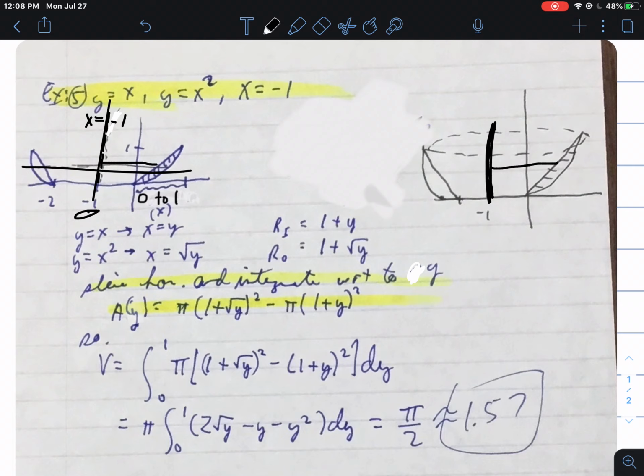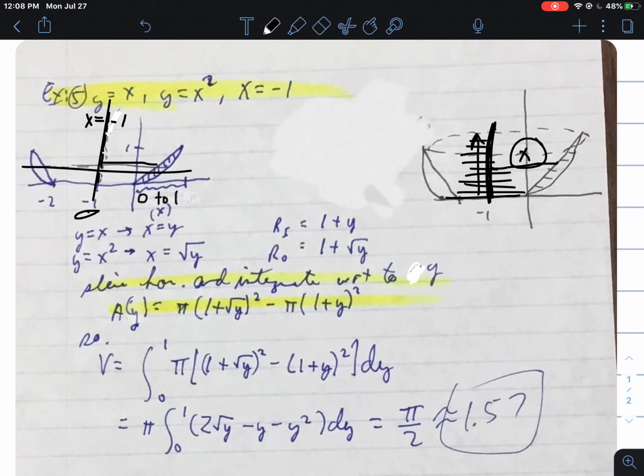And since we're measuring the radius this way, that's an x value. But we're going to be integrating this way. We're going to be stacking this way. So we're integrating with respect to y, which means I need the radius in terms of y. That's what I mean by the direction.